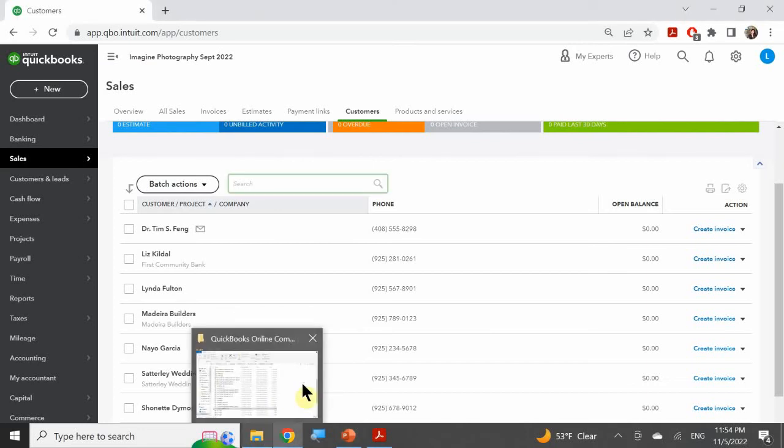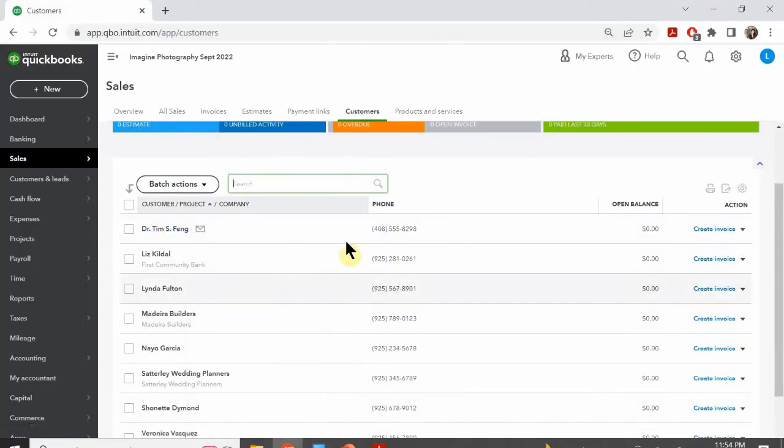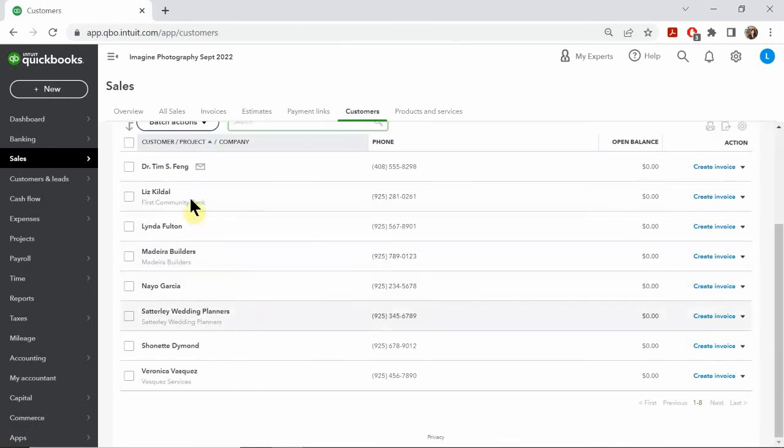Now, what does it mean to create a sub-customer? Creating a sub-customer basically means that this company here, Madeira Builders, they're the main people. Same thing with Satterly Wedding Planners. They are the companies who get customers to use your service. So under Satterly Wedding Planners, we have the groups of individuals who are getting married.